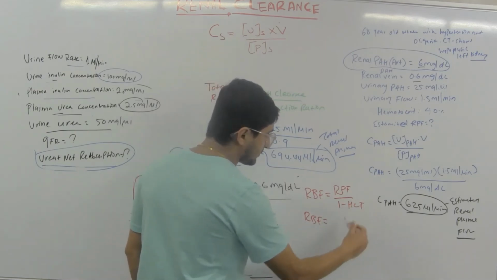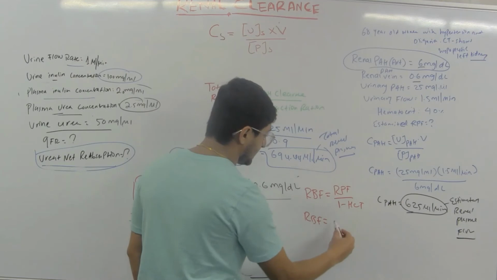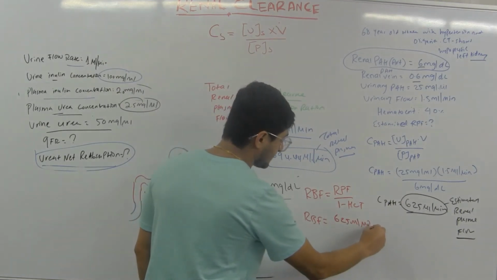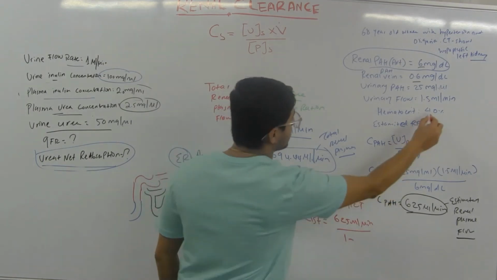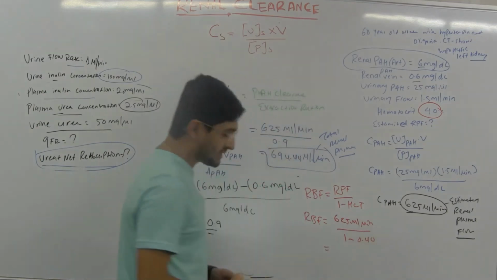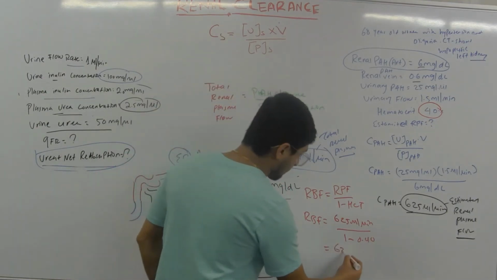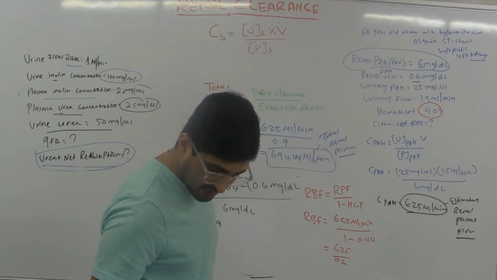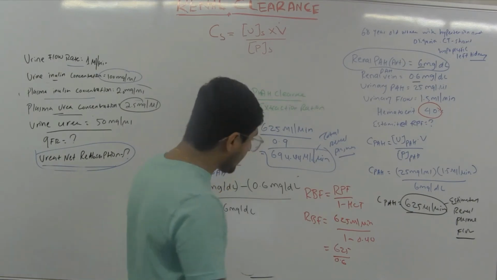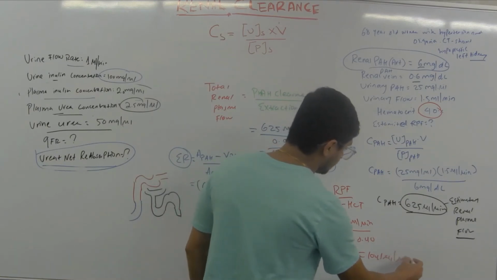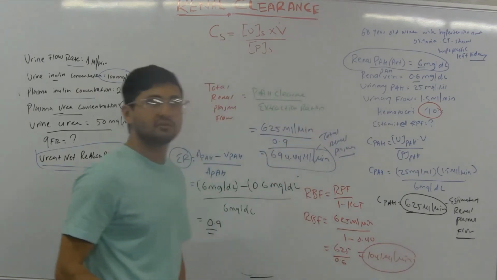For the renal plasma flow, in our case, we can use either one of these. We'll just use 625 for now. So that's 625 ml per minute over 1 minus my hematocrit, which is 40%, so 0.40. That means 625 divided by 0.6. When you do that, your 625 divided by 0.6 gives you 1041 ml per minute. This is my renal blood flow. That's how you calculate renal blood flow, okay?